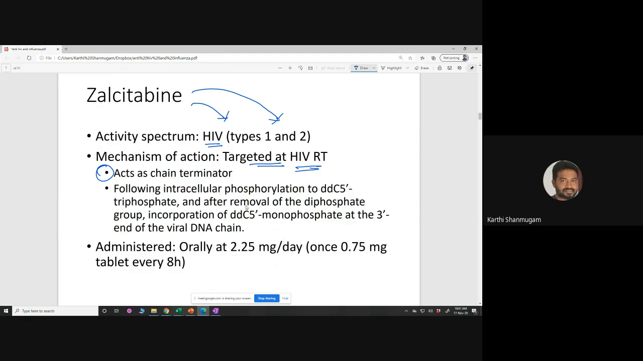The phosphorylated form of the drug molecule is the active form. As it is, this drug molecule is a prodrug, and its phosphorylated metabolite is the active form. Coming to the administration, this molecule is administered orally at 2.25 mg per day, as a 0.75 mg tablet every 8 hours. So this is the dose regimen for this drug molecule.